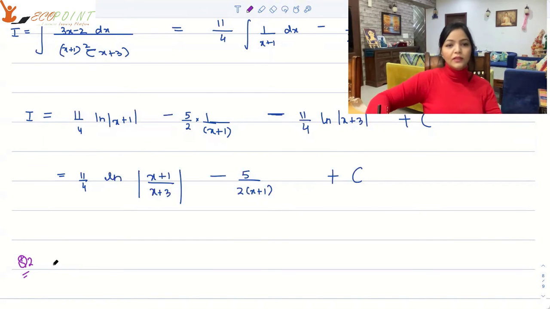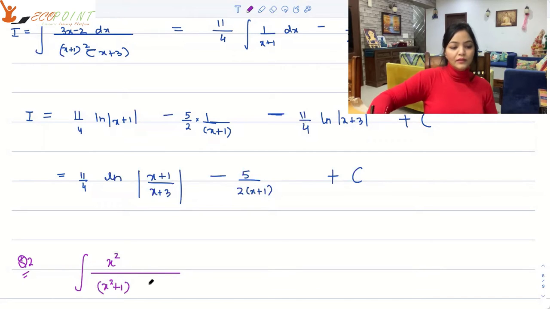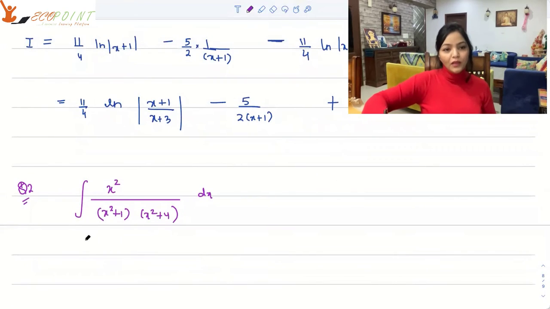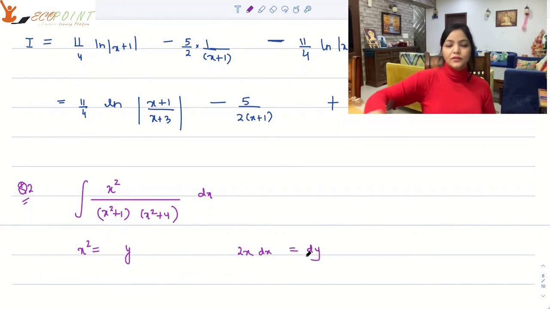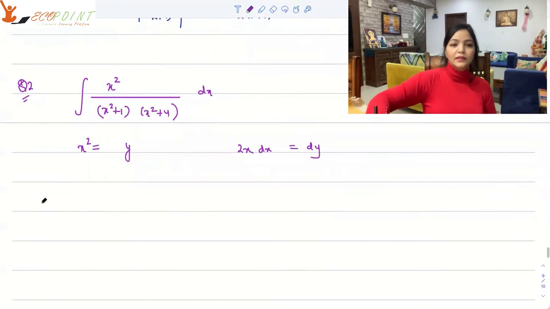Let's take a case where the numerator also has a square. We have to integrate x square upon (x square plus 1) into (x square plus 4) dx. So instead of a whole square, we have x squares here. Since we have factors in the denominator, to simplify we can take x square as y, and 2x dx is equal to dy.